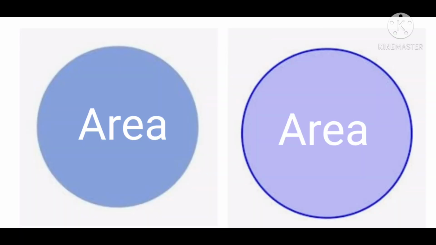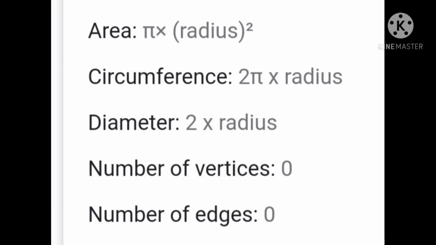Okay. Next is area. Area is nothing but the space occupied by the circle. The space which is occupied by the circle is called its area. See here the colored part, the interior colored part of the circle, is its area. Now to find the area of a circle, we are using the formula: area of circle is pi r square, that means pi into radius square.